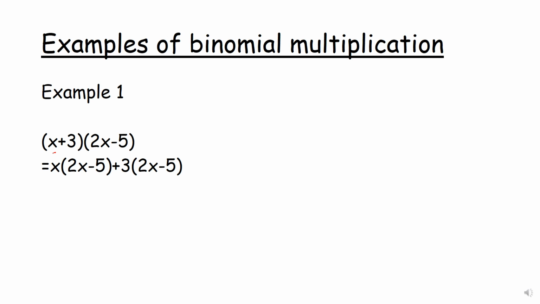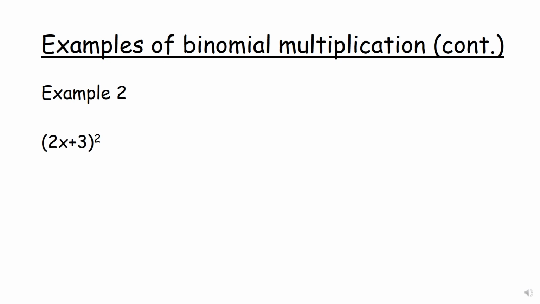Examples of binomial multiplication. Given x plus 3 times 2x minus 5, you first take x, which is the first element of our first binomial, and multiply it by 2x minus 5. And then you take 3 and multiply by 2x minus 5. This gives you 2x squared minus 5x plus 6x minus 15. Now our final answer will be 2x squared plus x minus 15.